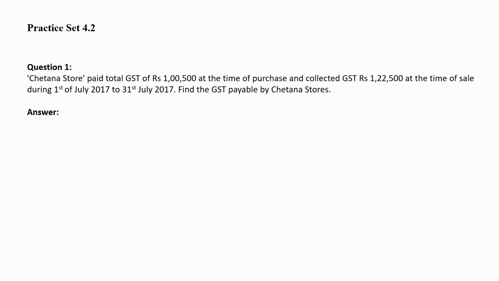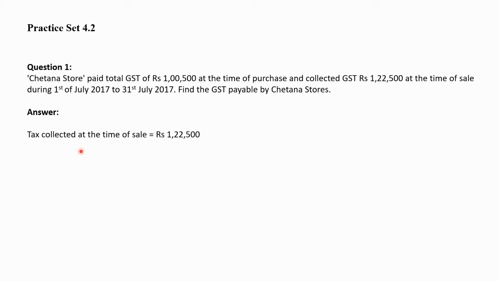Now let us solve practice set 4.2. Question 1. Chetna store paid total GST of rupees 1,500,000 at the time of purchase and collected GST of rupees 1,22,500 at the time of sale during 1st of July 2017 to 31st July 2017. We have to find the GST payable by Chetna stores.